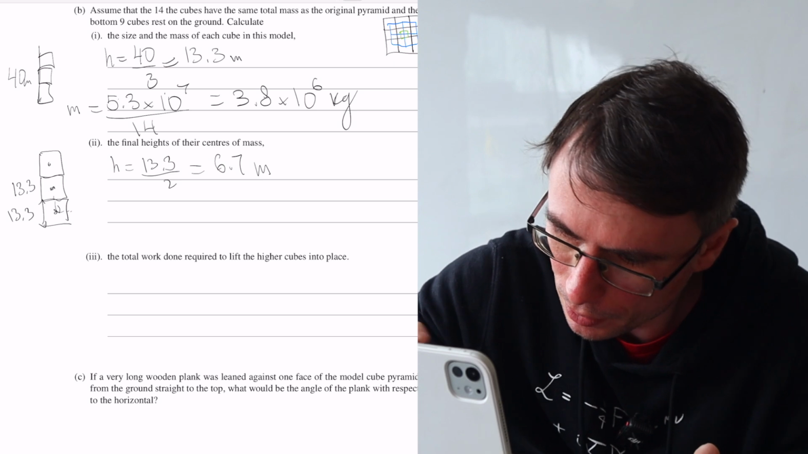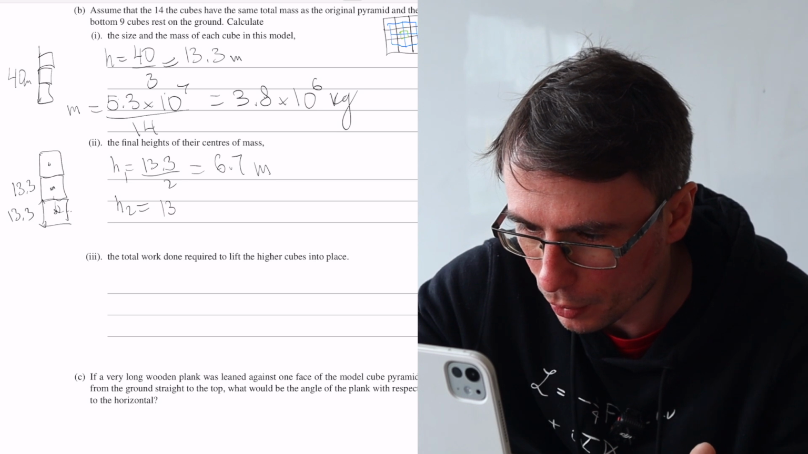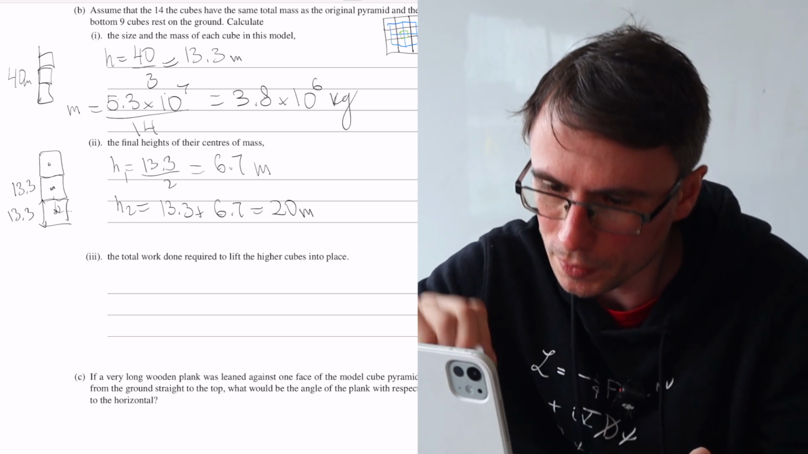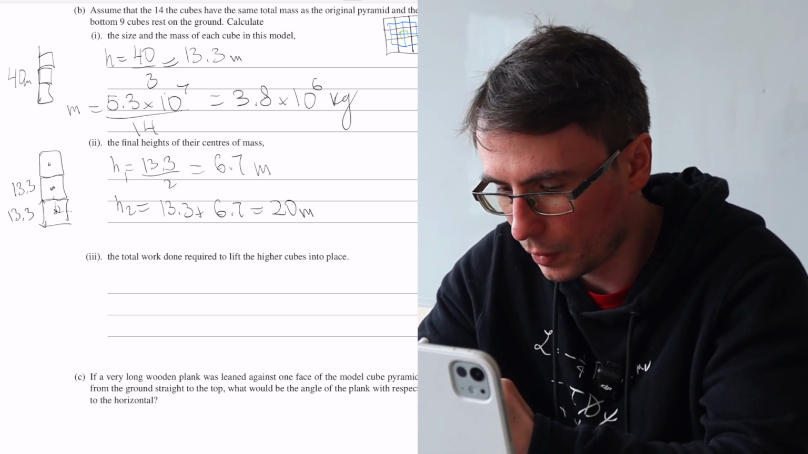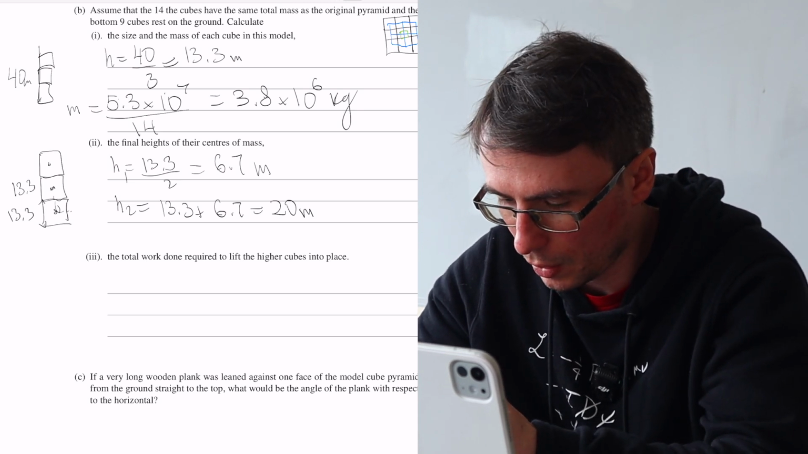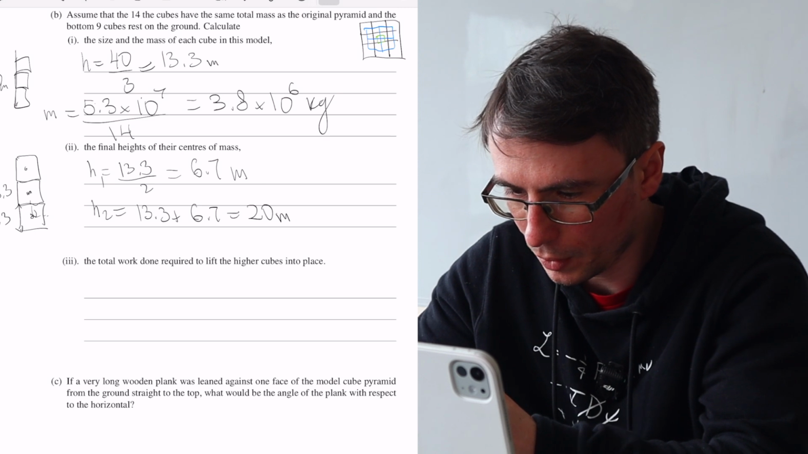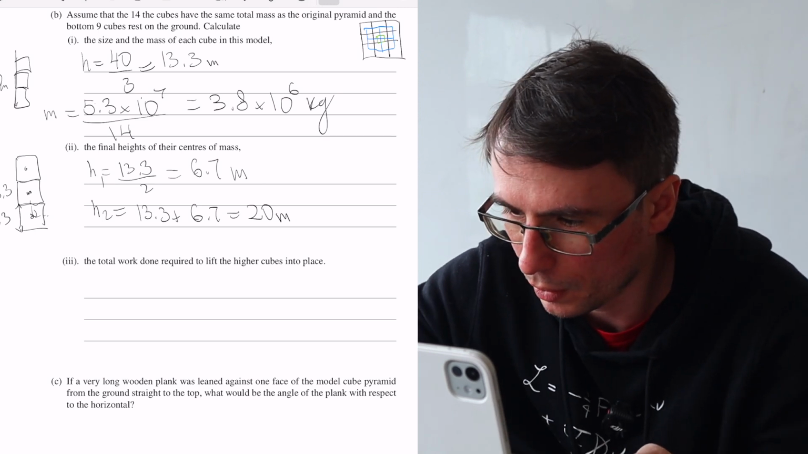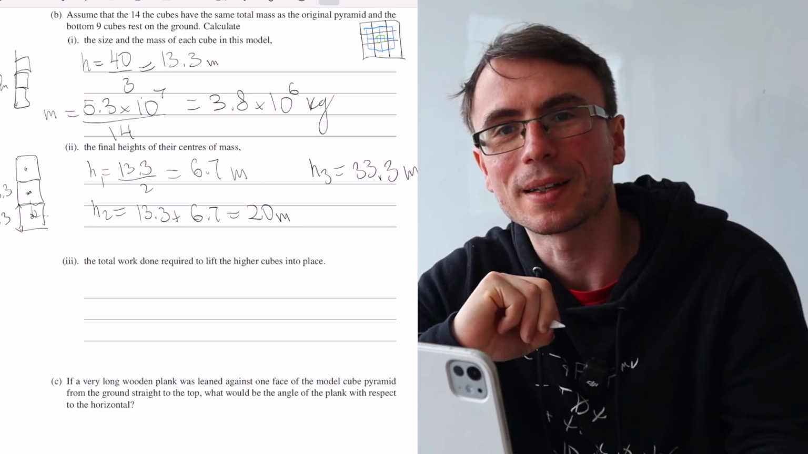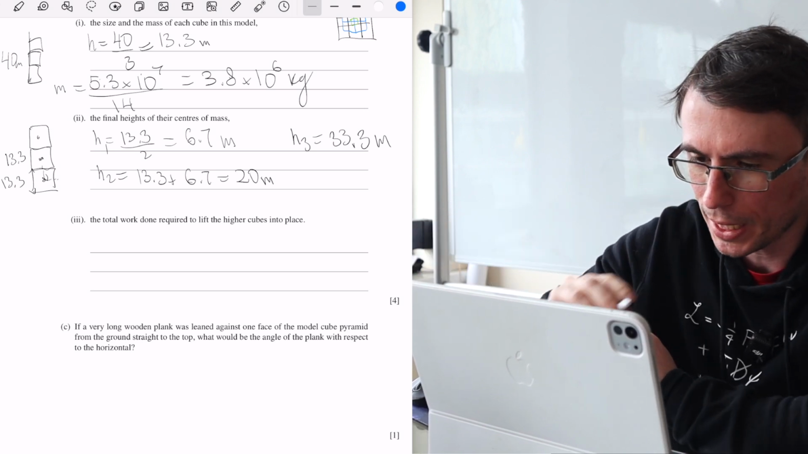The other one, so let's say this one has height 2. Height 2 is going to be 13.3 plus 6.7, which is going to be 20 meters. And then the next one is going to be at 13.3 times 2 plus 6.7, whatever that gives us, which is height 3, going to be 33.3 meters.